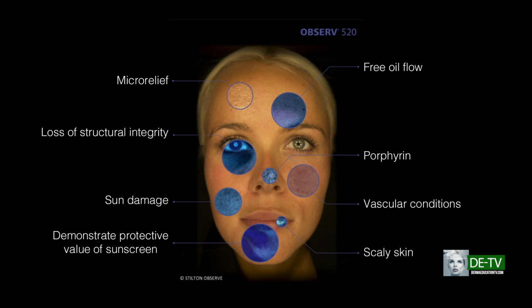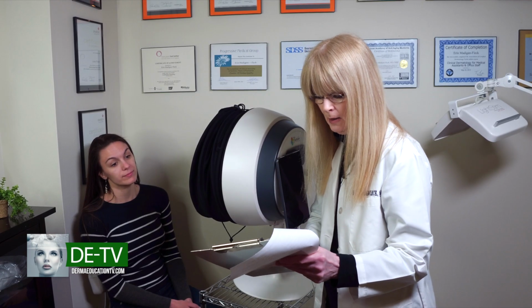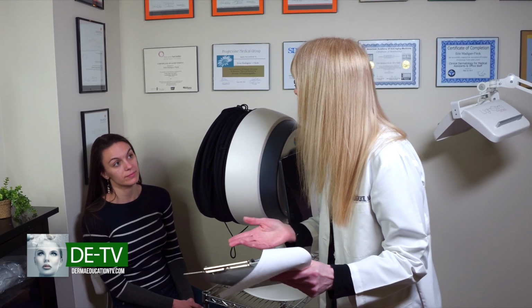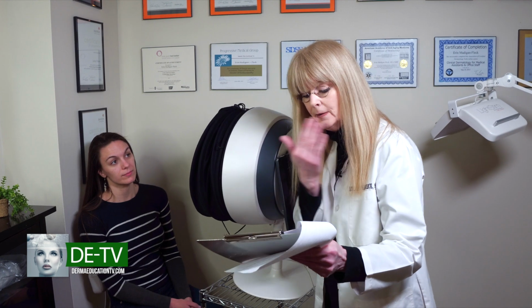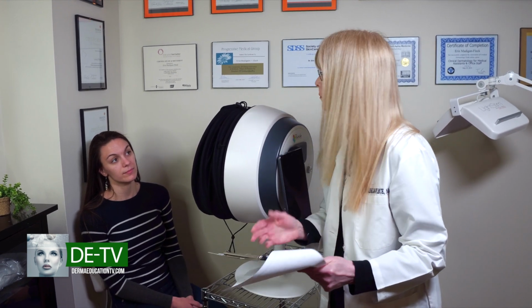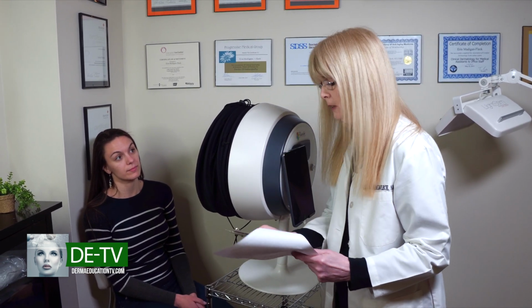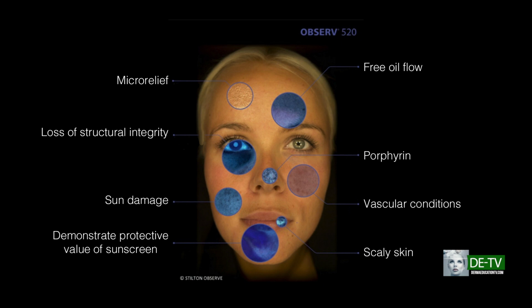So there's a progression. For example, it will show pigmentation disorders, what we call barrier dysfunction of the skin. So your oil ratio is going to show up, micro relief of fine lines and wrinkles, any vascular conditions, and what we call loss of structural integrity. So I want to show you what some of those pictures are going to look like, and I'll explain those to you. So for example, this one here, this is called parallel polarization.